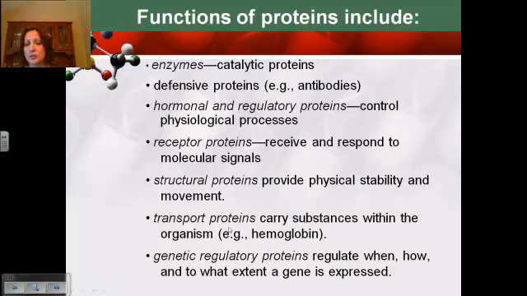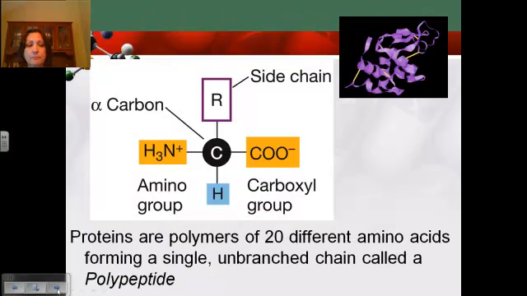They act as transport proteins, and they carry things such as your hemoglobin molecule that carries oxygen, and they also act to regulate what genes are going to be turned on and off. Again, I don't want you to just memorize that, but I want you to see that they are very diverse molecules. So if we start with the monomer of a protein, it is an amino acid. And what we find with proteins is that they are made up of polypeptides, which are long chains of amino acids. They're not branched, they're just going to be straight chains.